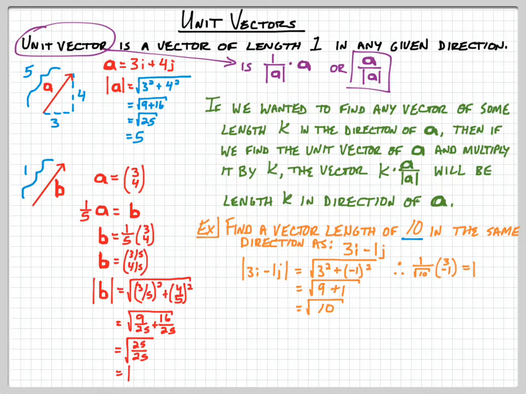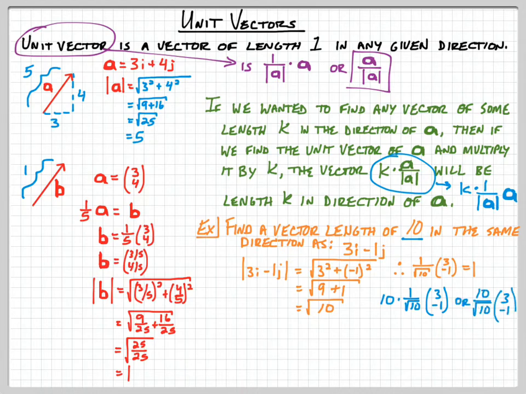So we want to now make this the length of 10. So we want to multiply this basically by 10. So that's all we're going to do. We're going to take this idea where we've got k times 1 over the magnitude of a times a, and we're going to do the same thing. So we're going to take 10, which is our k, times 1 over square root of 10, which is 1 over the magnitude of a, and we're going to multiply that by our vector a, 3, negative 1. So when we simplify, we can just say 10 over root 10 times 3, negative 1.